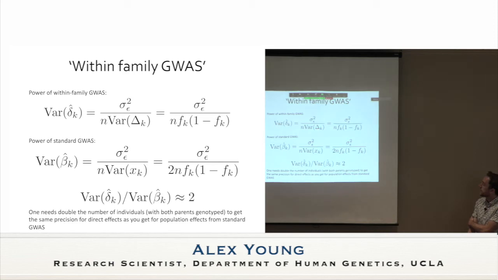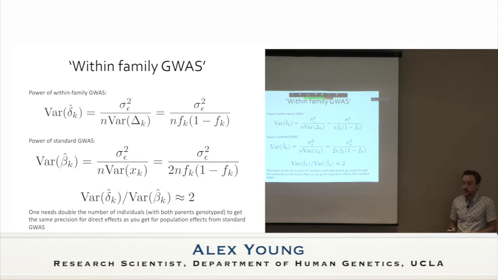But I guess the question is why isn't that what people do in general? And the main reason is power. So the power of a within family GWAS is much smaller than the power of a standard GWAS. And the primary drop in power is because you have to restrict your sample to the subset where you have parental genotypes, at least the way I've presented it here. I'm going to talk about different ways in a sec. But the way I presented it here, you have to restrict your sample to people with both parents' genotypes. And that's going to be a pretty small subset of your data in general. So that's your big loss in power.